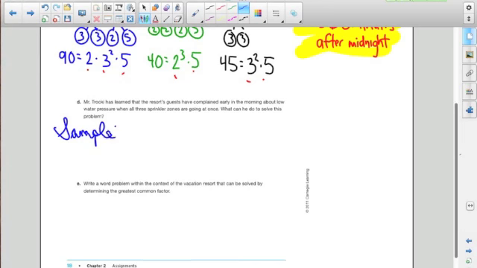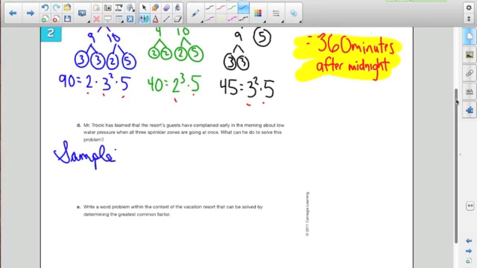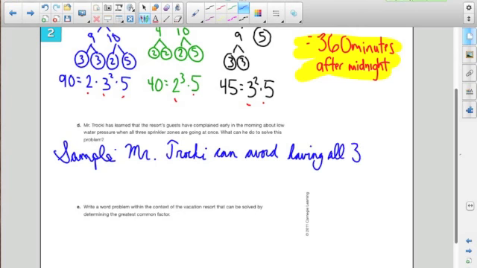For D, it says, Mr. Chucky has learned that the resort's guests have complained early in the morning when all three sprinkler systems are going off at the same time that when they take a shower they don't get any pressure. Okay? Well, there's several things you could write here, but the two main things are Mr. Chucky could change one of the cycles, the amount of time in between the sprinklers going off, and he could change one of those so that the least common multiple is greater than 420.